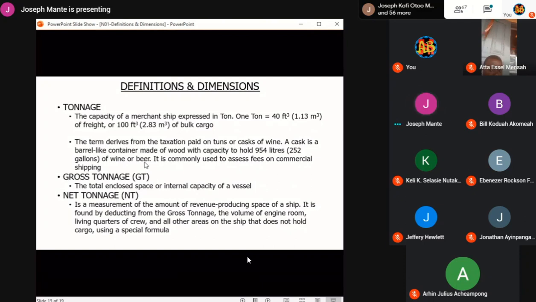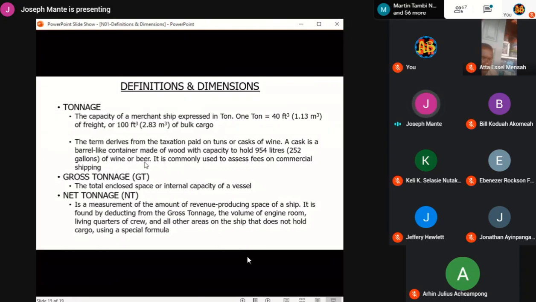I was using tonnage. So we have tonnage, we have gross tonnage, we have net tonnage. For those who have worked before, when they pay you, you see that you have gross pay. So if it's 1,000 that they have paid you, they will tell you they have deducted tax, they have deducted this and that before you realize you have small money going home. So with these two, we have gross tonnage and we have net tonnage. So you will know the difference between tonnage, gross tonnage, and net tonnage.